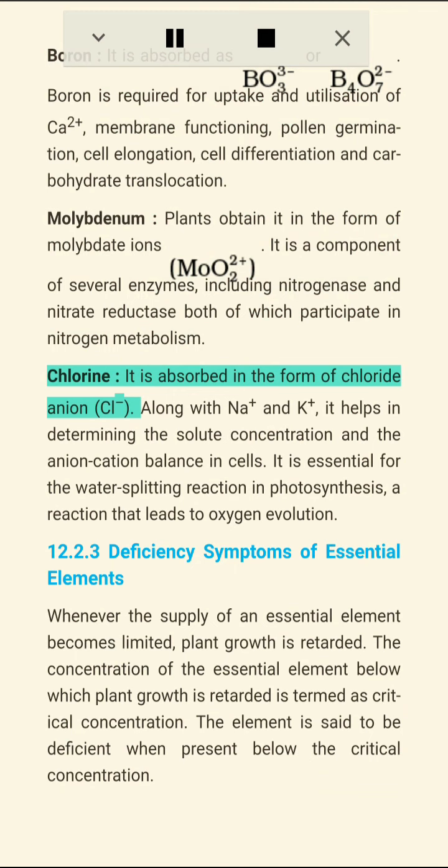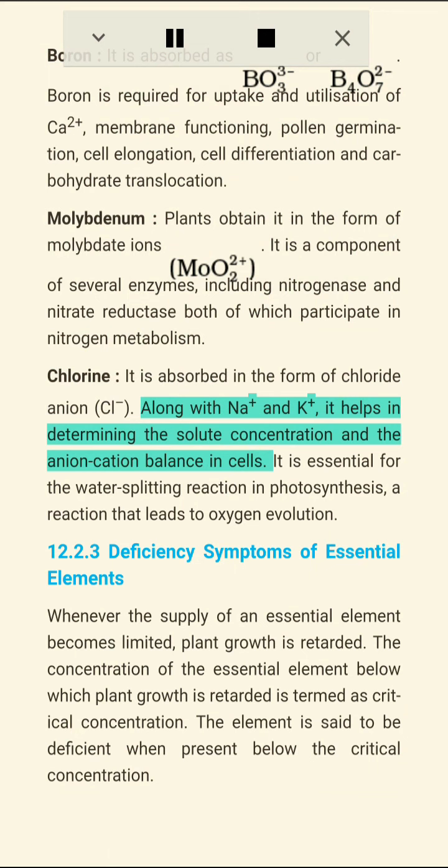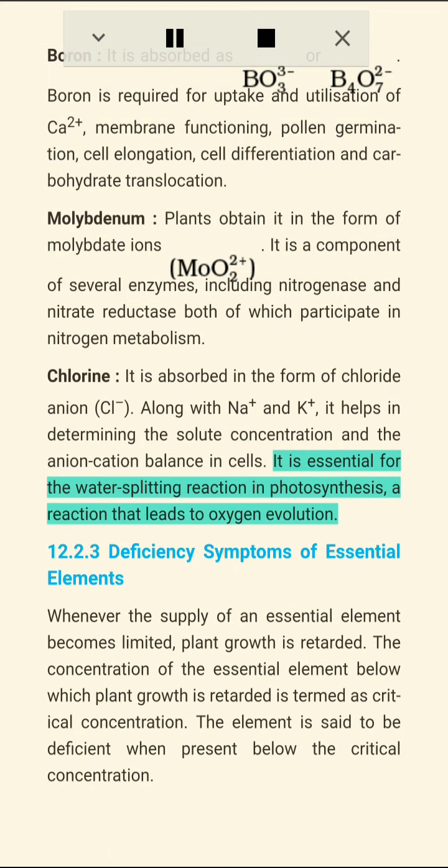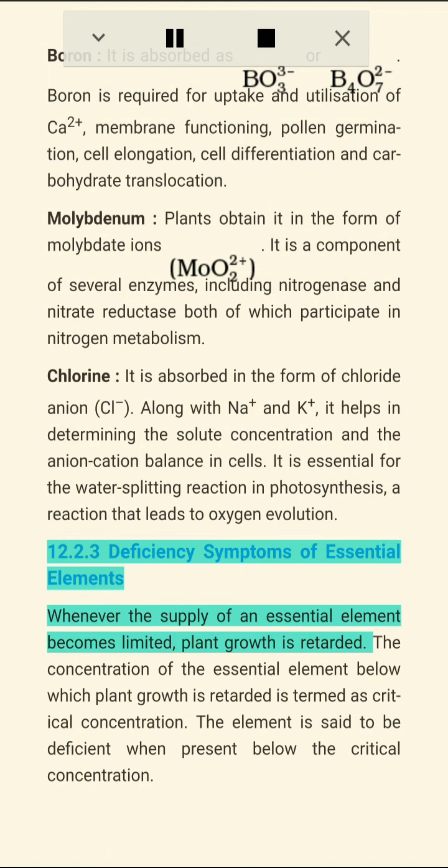Chlorine. It is absorbed in the form of chloride anion, Cl-. Along with Na+ and K+, it helps in determining the solute concentration and the anion-cation balance in cells. It is essential for the water-splitting reaction in photosynthesis, a reaction that leads to oxygen evolution.